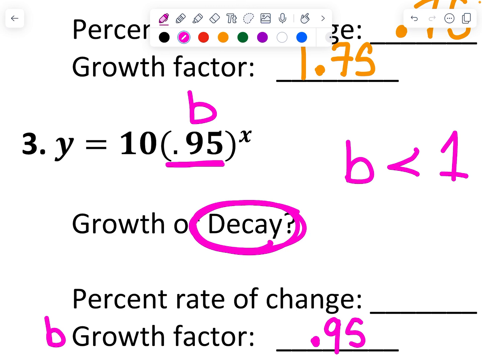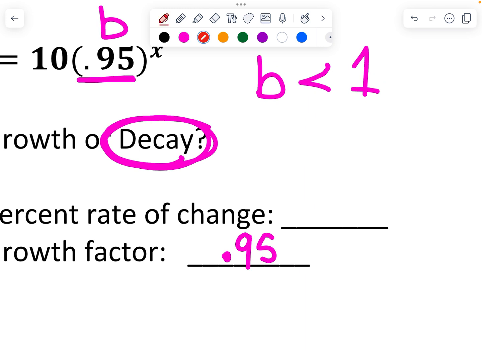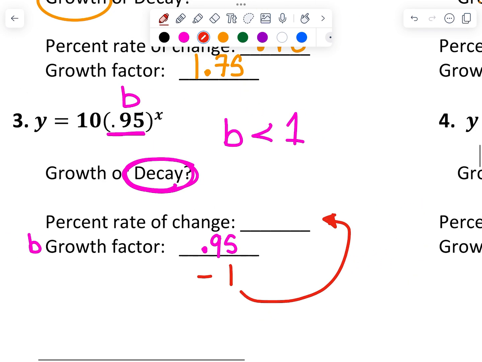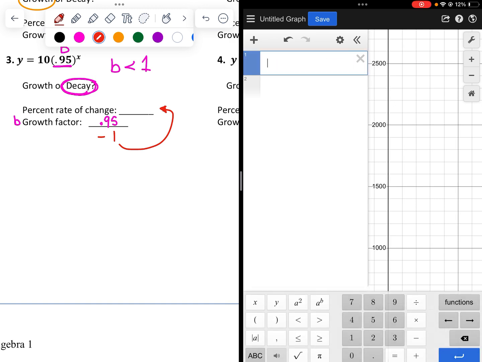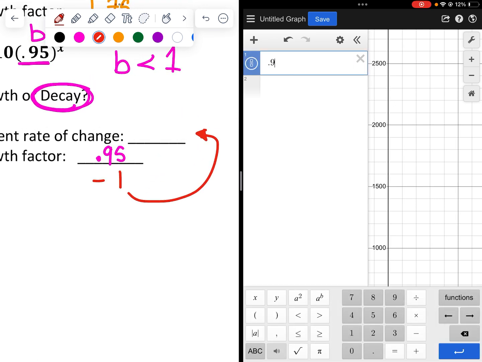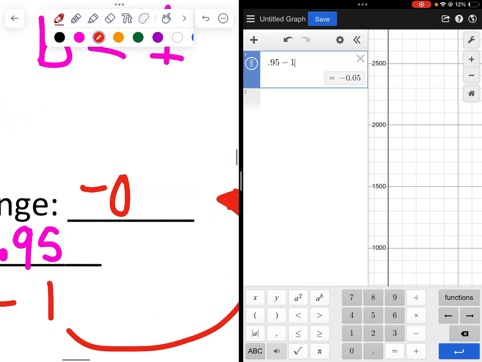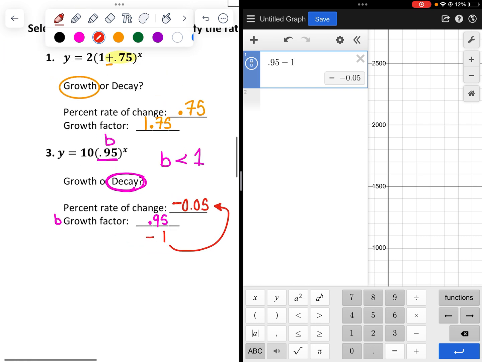Okay? To get the percent rate of change, the trick is to always subtract 1 from the growth factor, and it will tell you what you added or subtracted to get the growth factor. So check this out. 0.95 minus 1, you get negative 0.05. We decreased by 5%. So you always subtract 1 from the growth factor to get the percent rate of change.